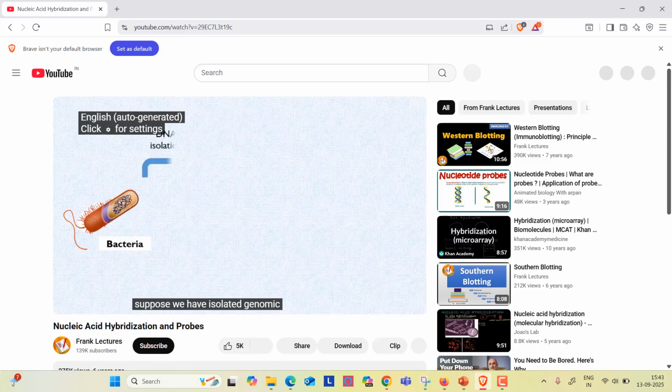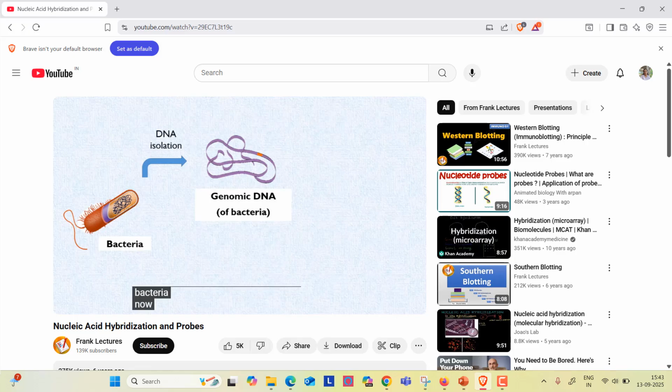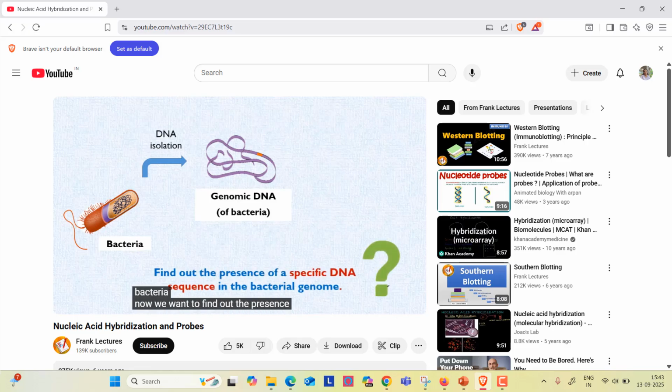You can see here, suppose we have isolated genomic DNA from the bacterial cells. We know that this DNA contains thousands of genes or DNA sequences encoding various proteins in the bacteria. Now we want to find out the presence of a specific DNA sequence in the bacterial genome. In other words, we are searching for a gene or DNA sequence of interest whose nucleotide composition is already known to us. But we want to find out whether this known sequence is present in the bacteria or not.